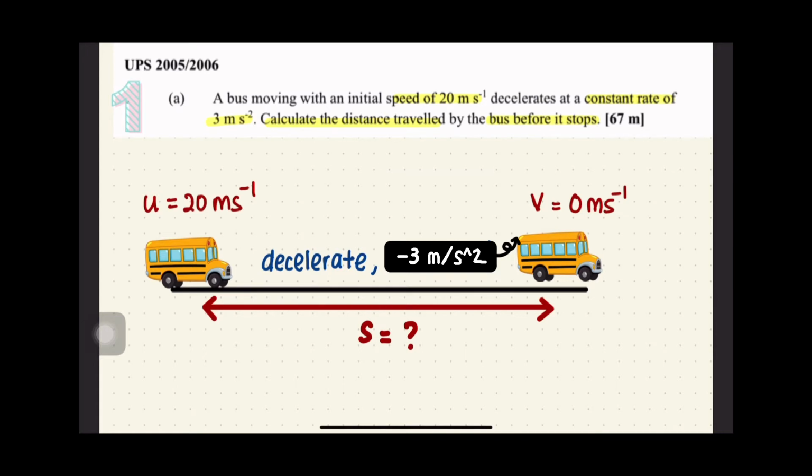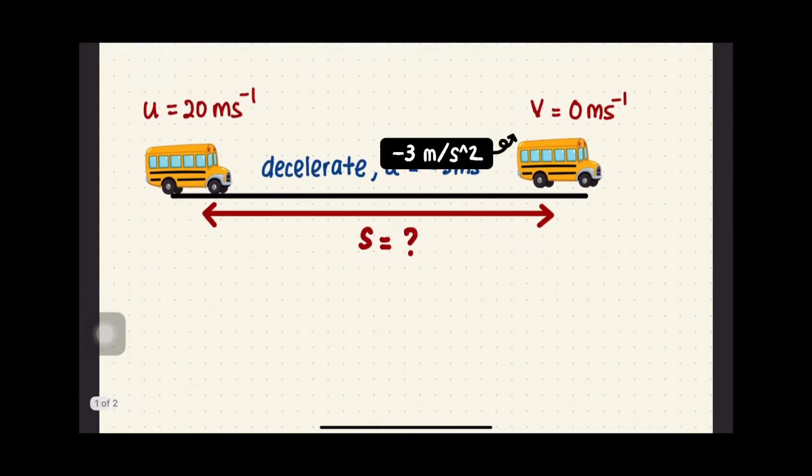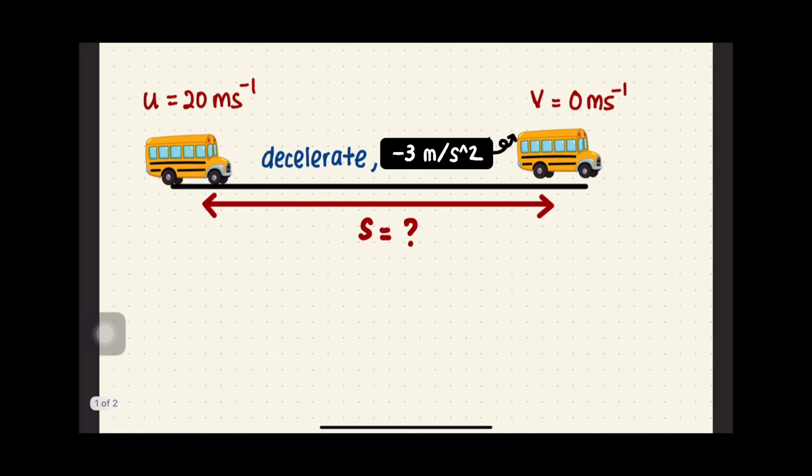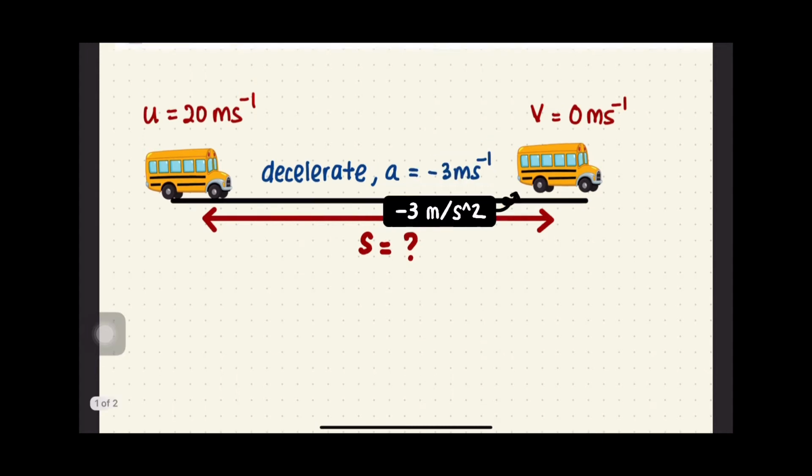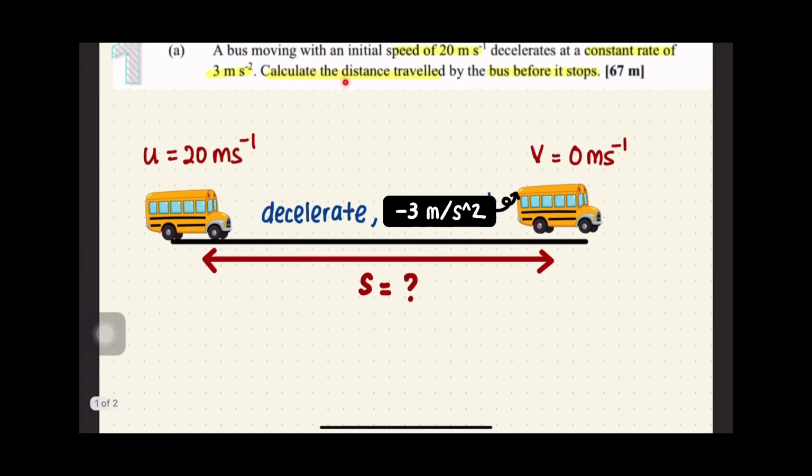So here I've already changed it in terms of diagram. As you can see here, the bus initially moved with initial velocity of 20 meter per second and then experiences deceleration of 3 meter per second squared. Remember that deceleration sign is -3. And then finally at a certain distance the bus stops. So velocity final for the bus is 0 meter per second. The question asks you to calculate the distance travelled by the bus before it stopped.